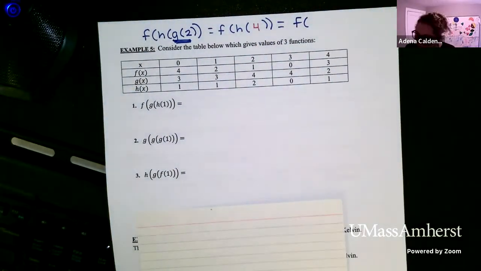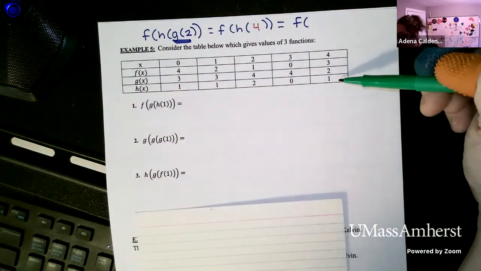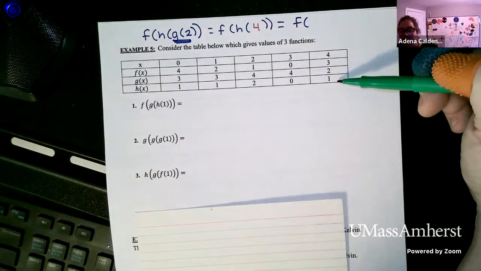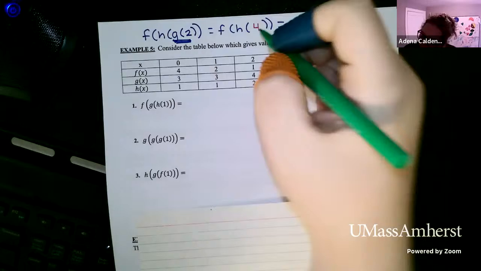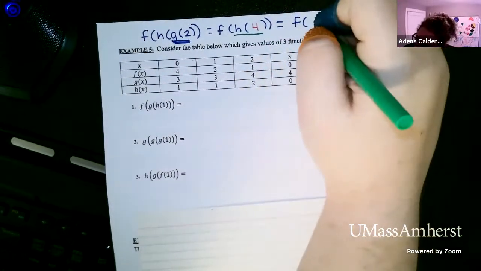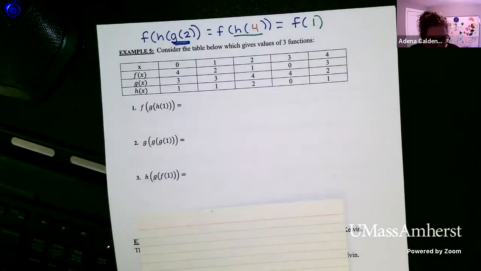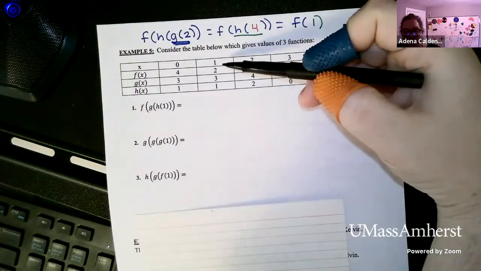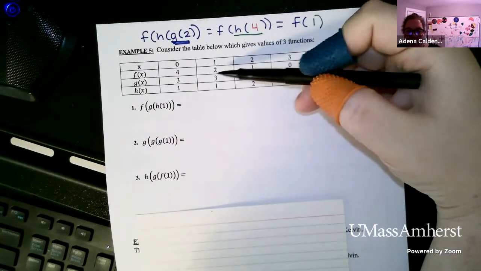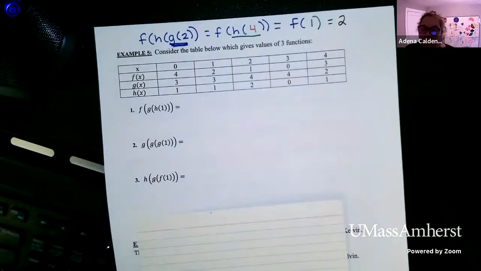So again, we go to the 4 in the top row, and then we go down to the h value. Okay, so the h value here is going to be 1 when x was 4. So instead of h of 4, I'm going to substitute in the value, which is 1. And then ultimately, I'm left with f of 1. So for f of 1, I go to the independent value of 1, I go down to the f function, which gives me a dependent value of 2.